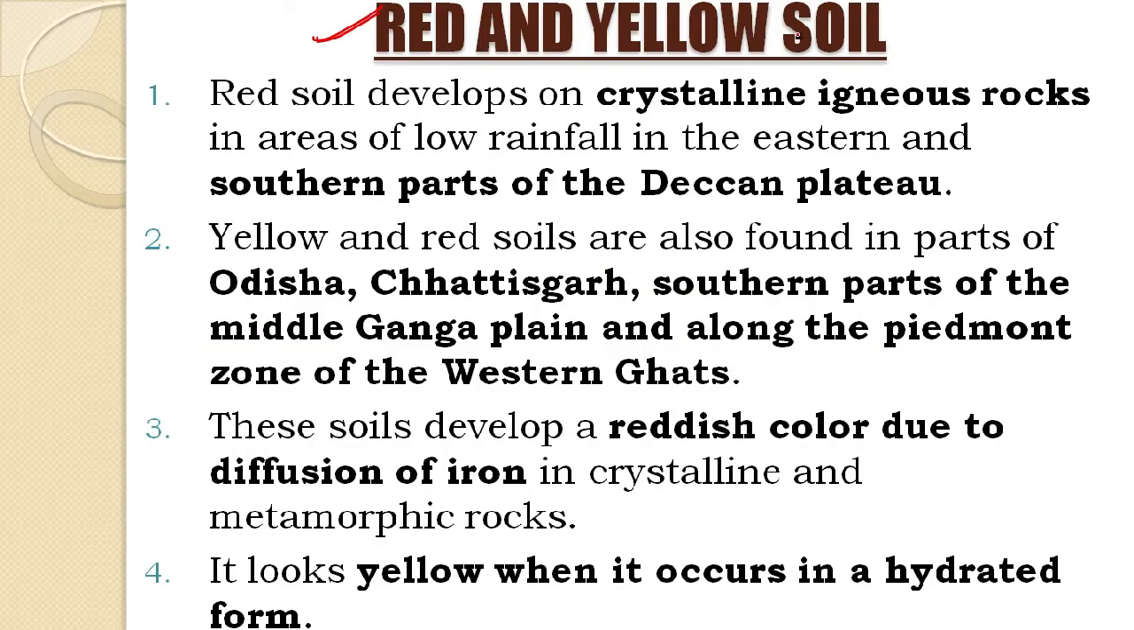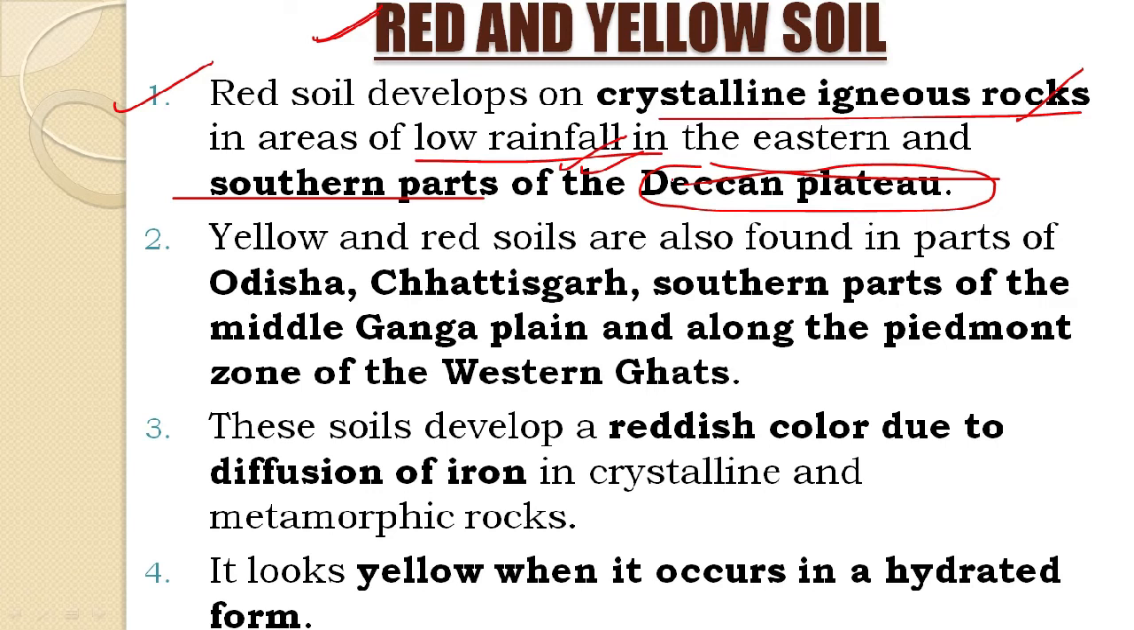Now we come to red and yellow soil. Let us get into the topic of red and yellow soil. Red soil develops on crystalline igneous rocks in areas of low rainfall. This has to be noted here. Low rainfall areas in the eastern and southern parts of the Deccan Plateau. So basically it talks about the Deccan Plateau which we were studying right now. Clear? Second, we see that yellow and red soils are also found in parts of Odisha. So basically this point number 2 speaks about the distribution of this soil, the regions in which these soils are found.